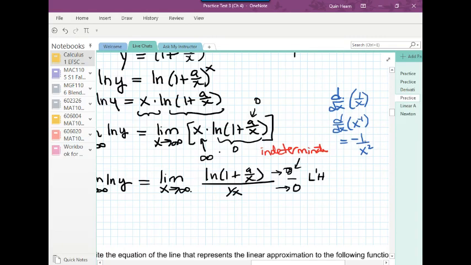So we're going to apply L'Hopital's rule. What does L'Hopital's rule say? It says take the derivative. All right, so how do we take the derivative of the natural log? Let's go back to our derivative page and remind ourselves that the derivative of the natural log of x is 1 over x as long as x is greater than 0.